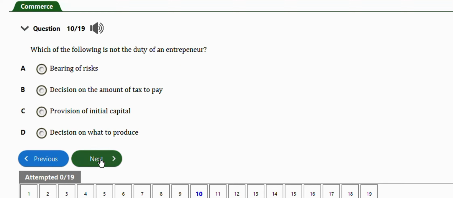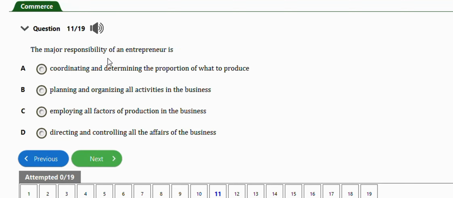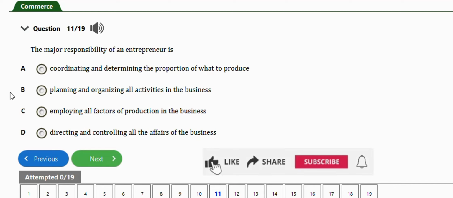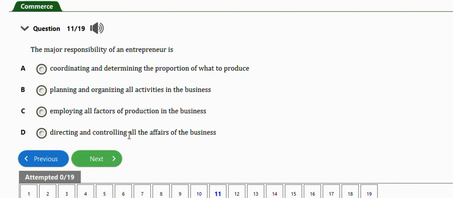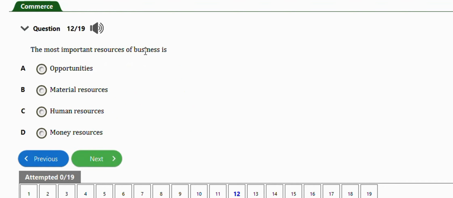Okay, next question. The major responsibility of an entrepreneur is coordinating and determining the proportion of what to produce. No. Planning and organizing all activities in the business. No. Employing all factors of production in the business. No. Directing and controlling all the affairs of the business. Yes, option D. Next question. The most important resources of business is opportunities, material resources, human resources, money resources. So the right answer is option C, human resources.